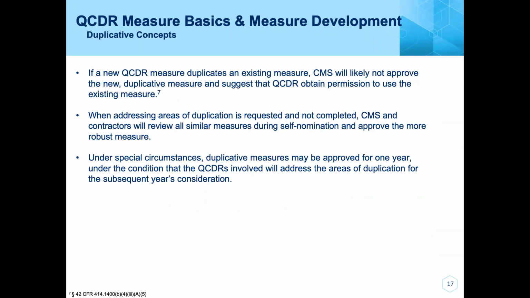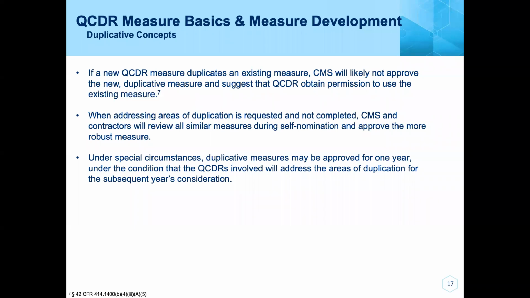So what happens if a new QCDR measure duplicates an existing measure? When this occurs, CMS will likely not approve the new duplicative measure and will suggest that the QCDR obtain permission to use the existing measure that is similar in concept. If CMS does request that one or more QCDRs work to address areas of duplication, and that request is not completed, then CMS will review all similar measures during the self-nomination period and will approve the most robust measure.